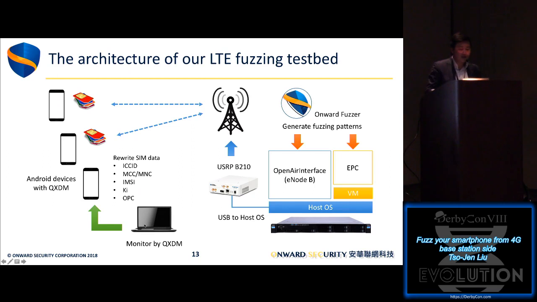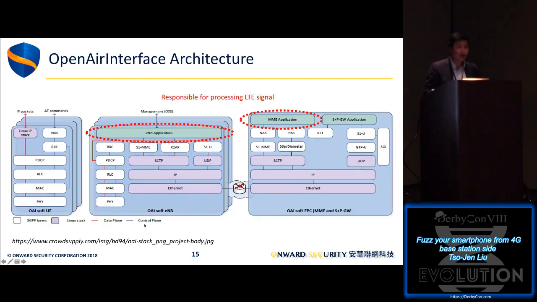Okay, this is our fuzzing tester architecture. You have to take a closer look at the OpenAirInterface architecture. In this picture, you can find the eNB application and the MME application. These two applications are the most important parts in OpenAirInterface. You can check how OpenAirInterface implements different layers, like the RRC in the eNode B. The RRC performs functions like broadcast and connection management, and the NAS in the MME performs non-radio signaling between the device and the EPC.